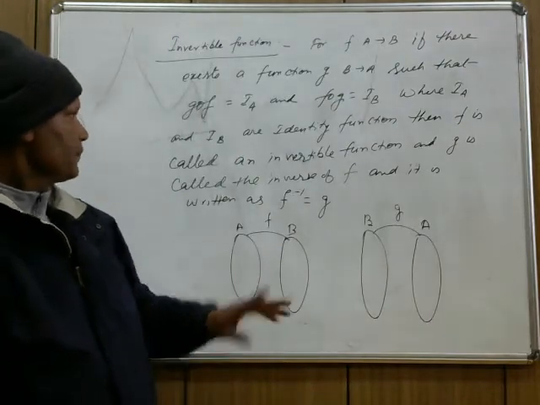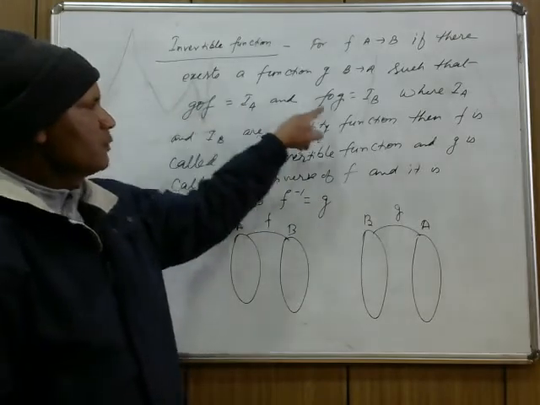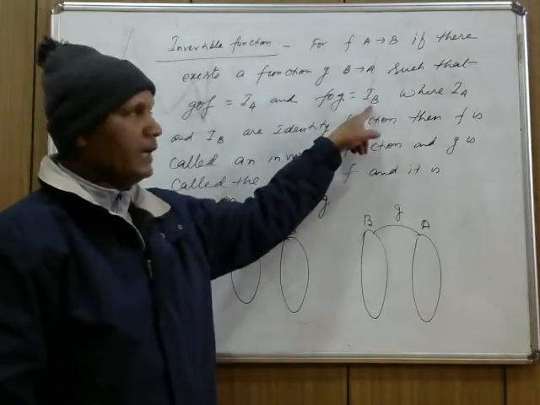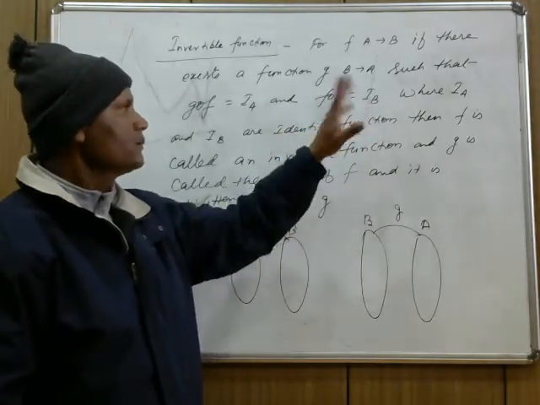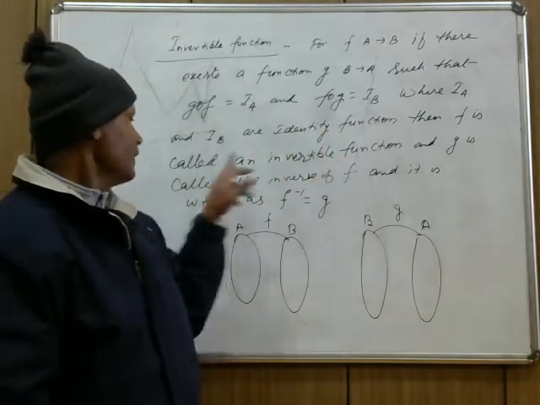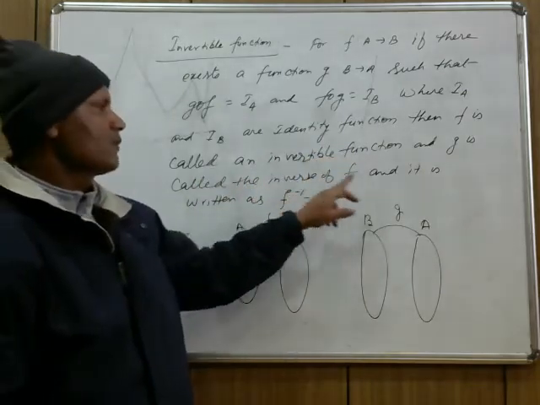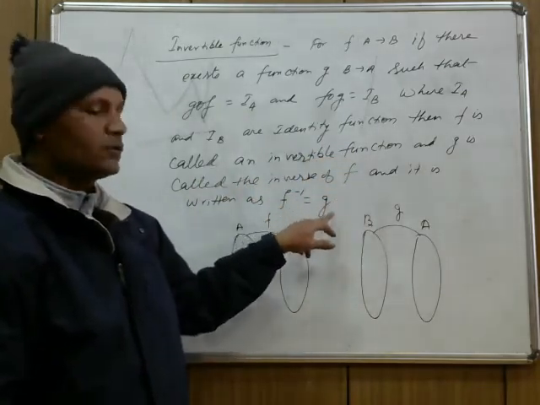That's why g o f is equal to I_A and f o g is equal to I_B, right? Where I_A and I_B are the identity functions. Then f is called an invertible function and g is called the inverse of f. That means f inverse is equal to g.